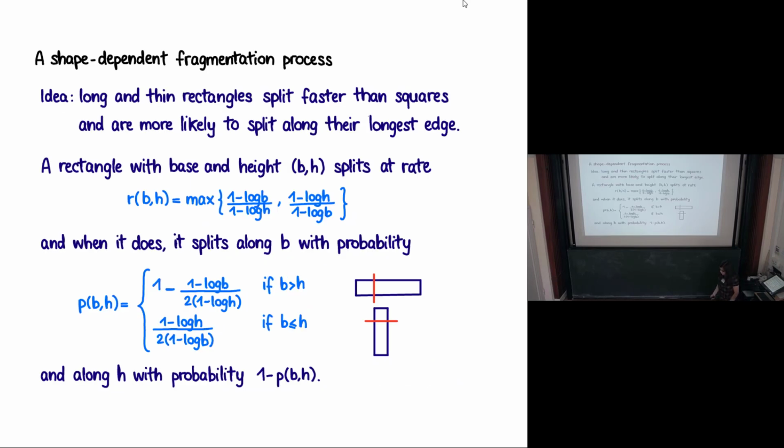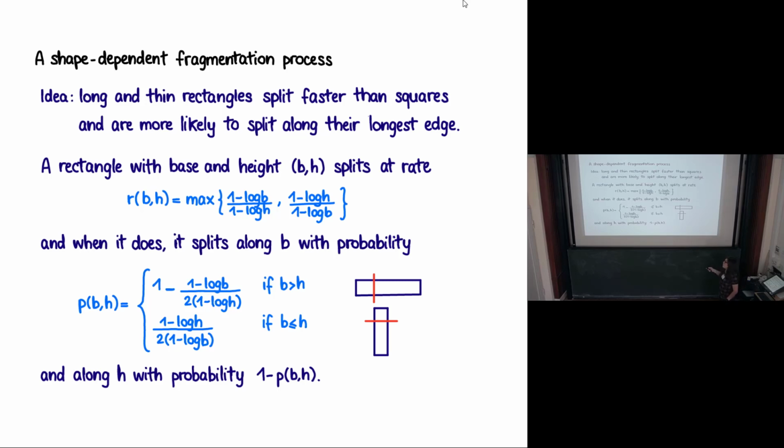So what do we want to do? The definition of our model starts with a basic observation, which is, if you think of the fragmentation model, it should be intuitive to think that long and thin rectangles split faster than squares. So this is a very natural thing to say. If you think of a rock, you just throw a rock on the floor. What you will see is that if you have a block which is more or less a square, that will be less likely to split than a rectangle which is very long and thin. So what we're saying is we want long and thin rectangles to split faster than squares.